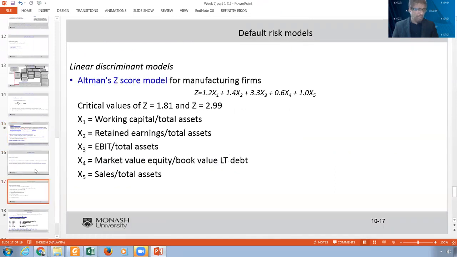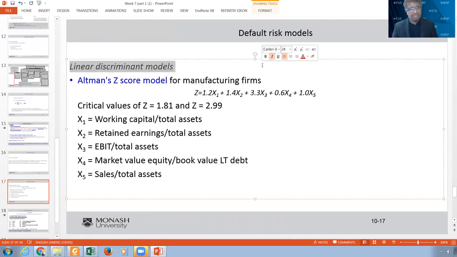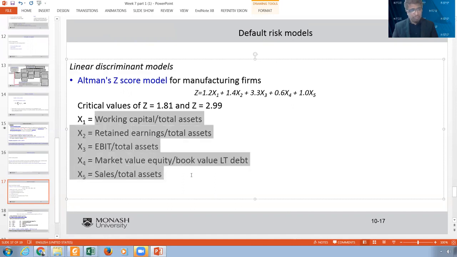Okay, now if we are done with this, we come to the third model, which we call the linear discriminant model. Actually, this model is more advanced than the linear probability model. The linear discriminant model has the Z-value, but the Z-value has 5 variables and 5 coefficients.